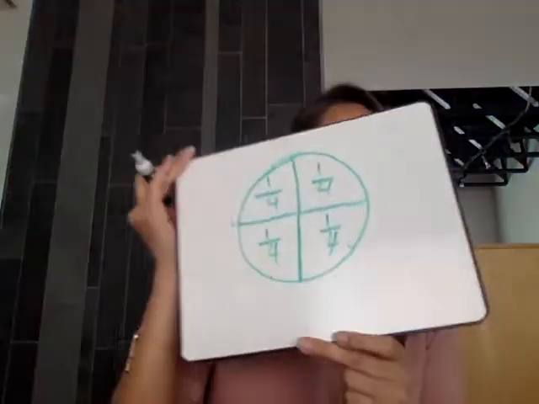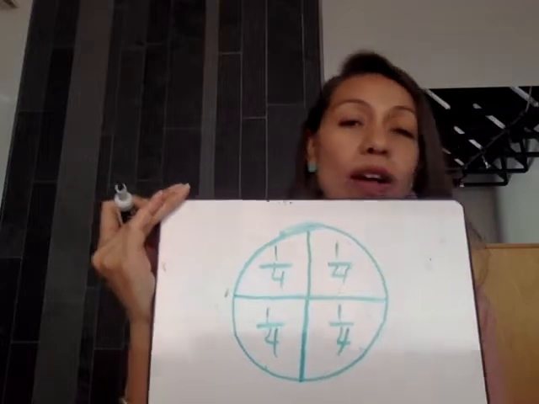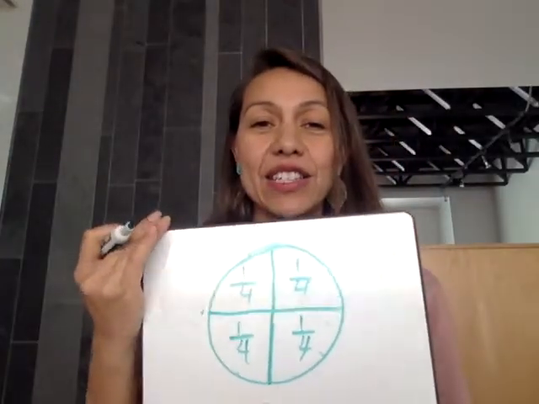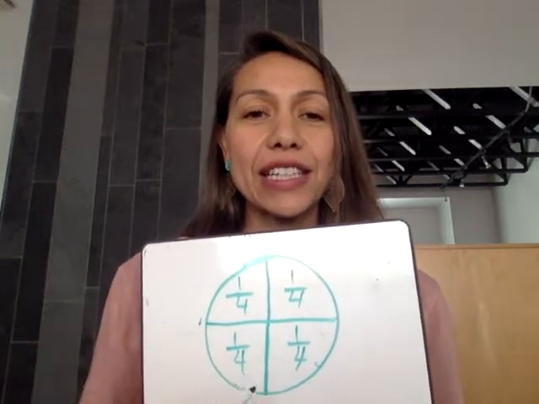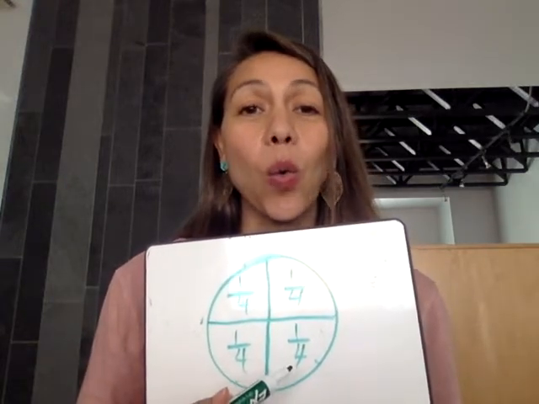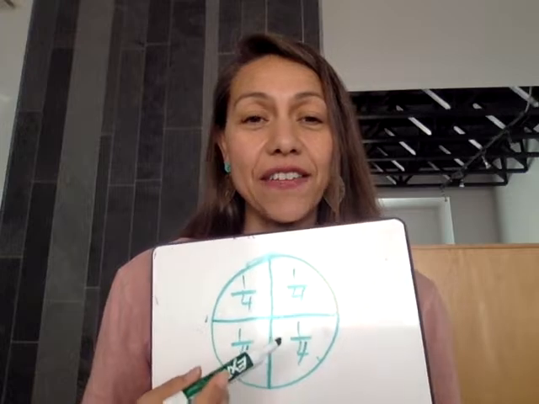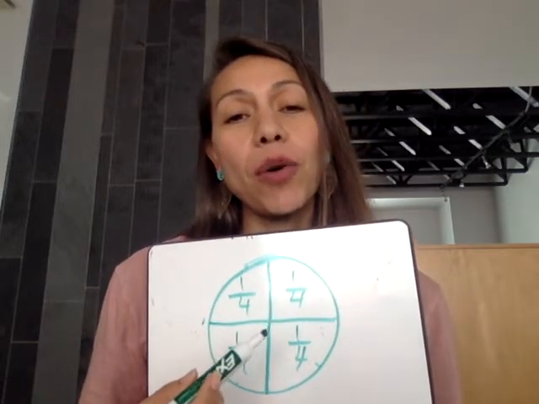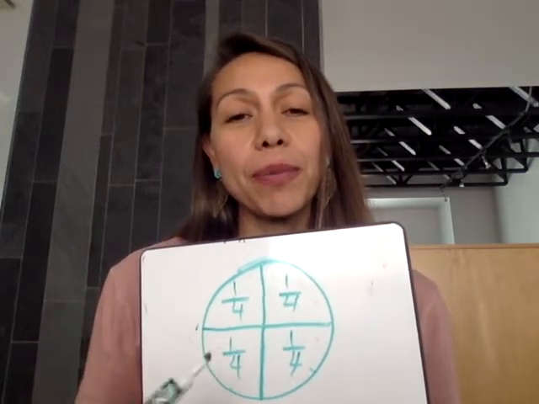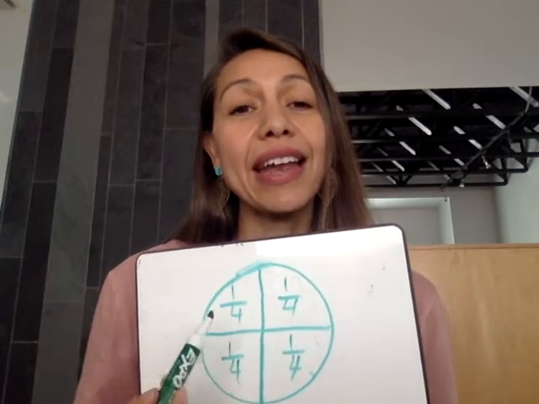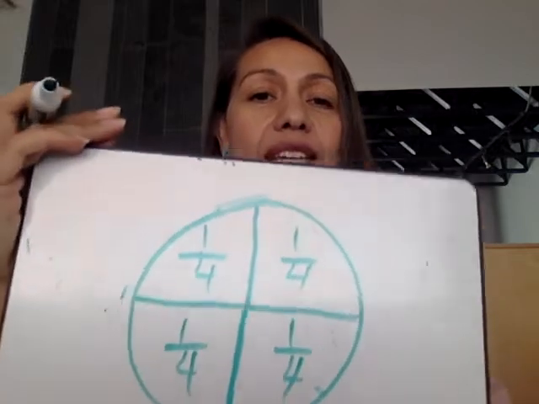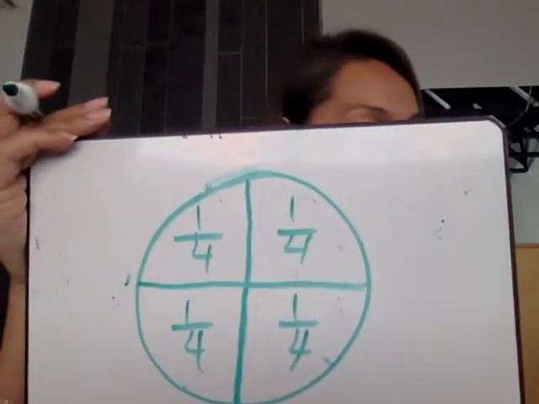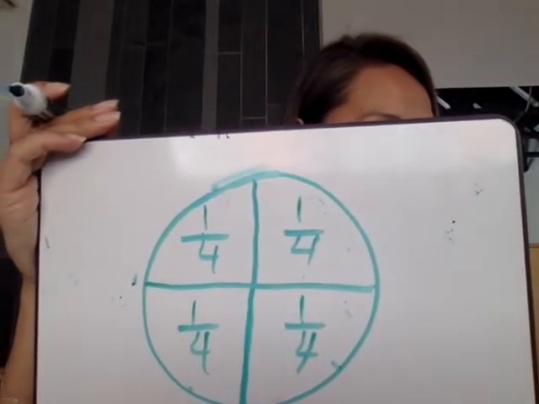You ready for me to show you? It's 1/4. So I have my pizza, and now I cut it into 4 equal parts. Each part is 1/4. So if I share my pizza with 4 people, that is how I would cut it, and that is what you call one of those equal parts, 1/4. Very good.